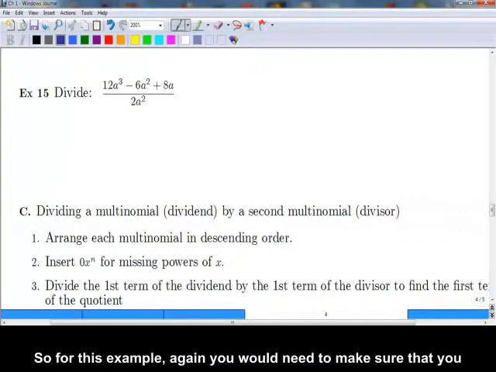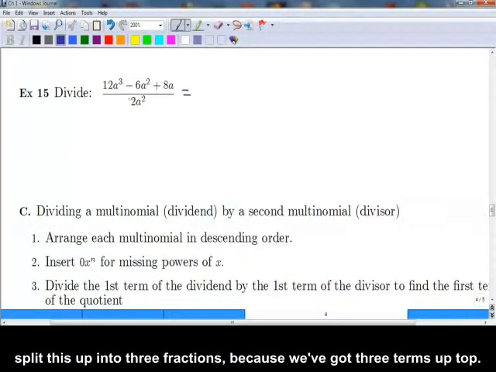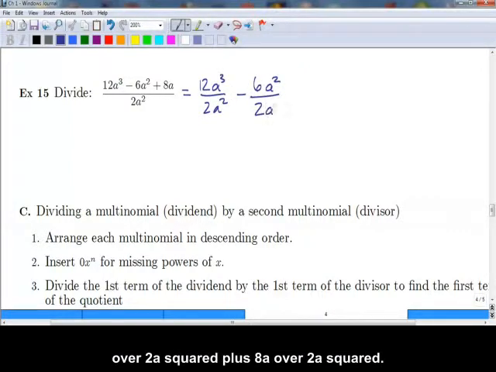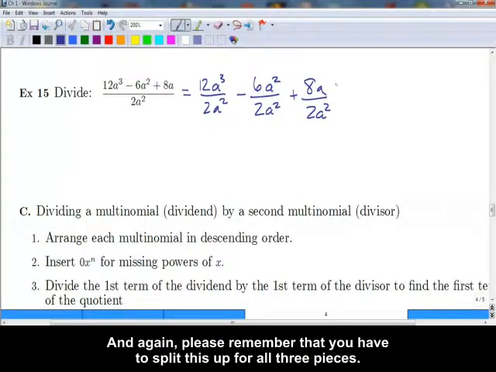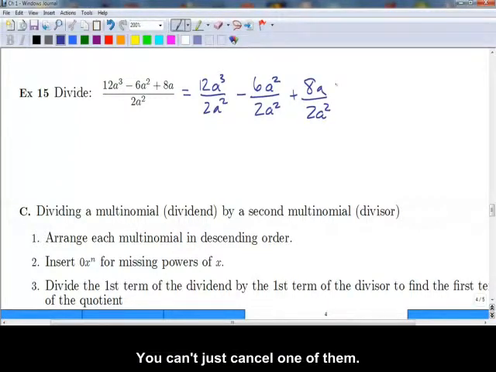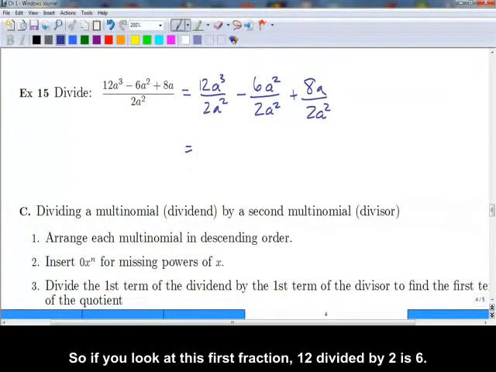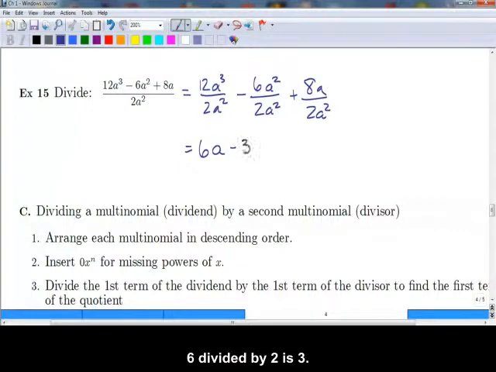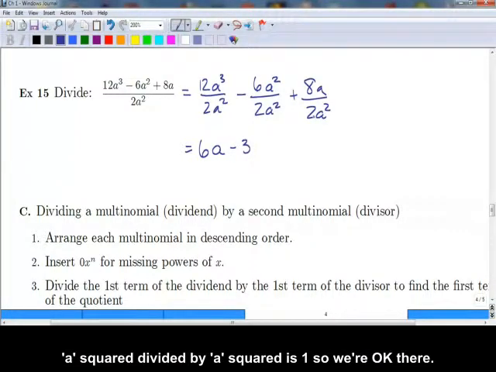So for this example, again, you would need to make sure that you split this up into 3 fractions because we've got 3 terms up top. So we've got 12a cubed over 2a squared minus 6a squared over 2a squared plus 8a over 2a squared. And again, please remember that you have to split this up for all three pieces. You can't just cancel one of them. So if you look at this first fraction, 12 divided by 2 is 6. a cubed divided by a squared is just a, because we got 3 minus 2 is 1. 6 divided by 2 is 3. a squared divided by a squared is 1, so we're okay there.